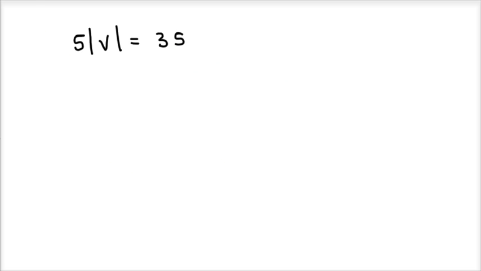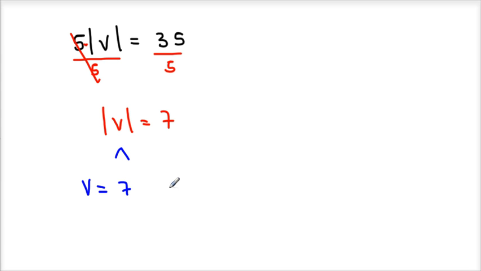Next example. 5 times the absolute value of v is equal to 35. Again, I want to isolate my absolute value, so I want to get rid of the 5. So this is 5 times the absolute value, so I'm going to divide both sides by 5 to isolate the absolute value of v. Simplifying, now I have the absolute value of v is equal to 35 divided by 5, or 7. And then again, this can split up and you can say v equals 7 or v equals negative 7 for this statement to be true.